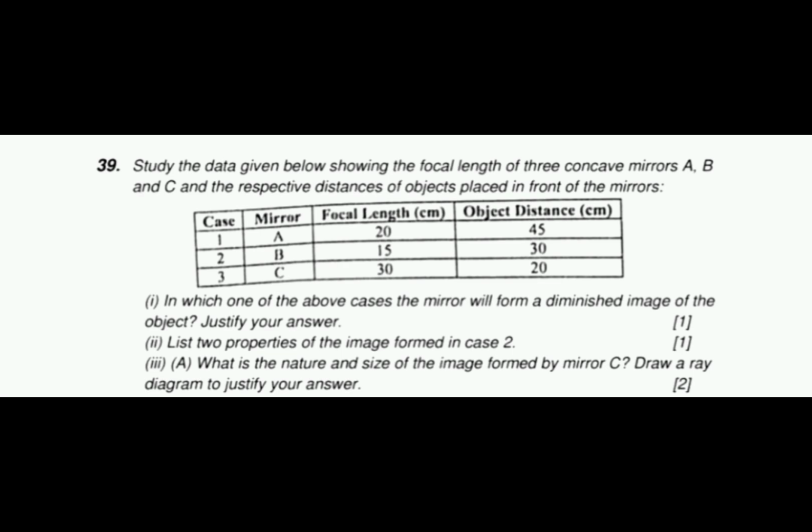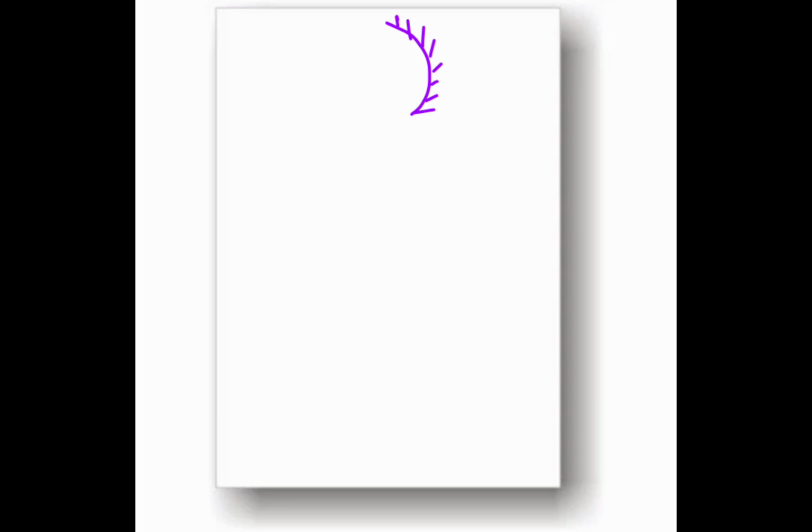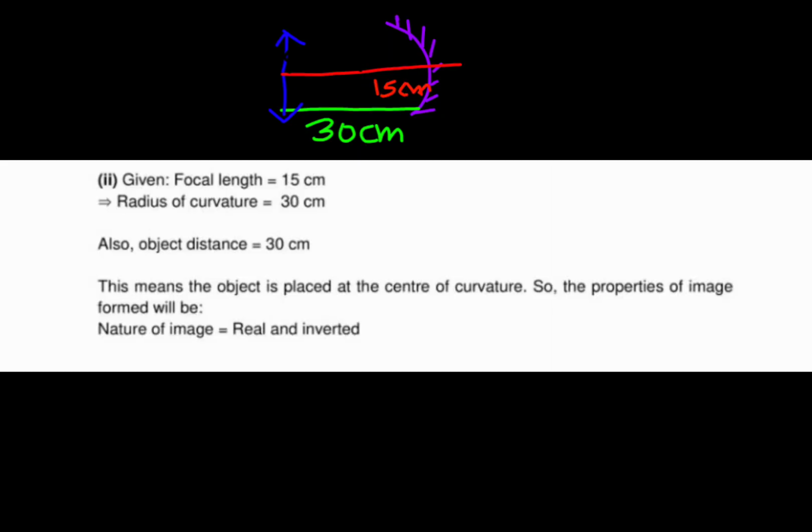Okay. Next we move on to the next question. List two properties of the image formed in case 2. In case 2, they have given focal length 15 centimeter and object distance as 30 centimeter. So from pole to focus is 15 centimeter. Then pole to center of curvature is 30 centimeter. That means we should keep the object at the center of curvature, C. Then we can see the image at C. What is the nature of the image? Real and inverted, same size.